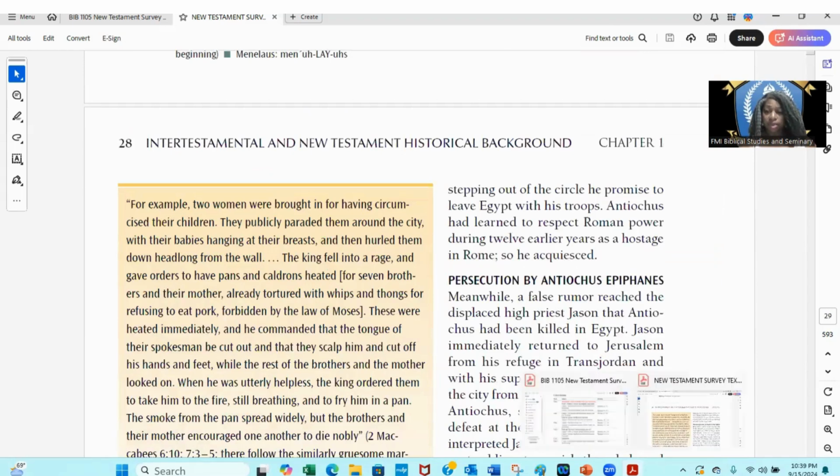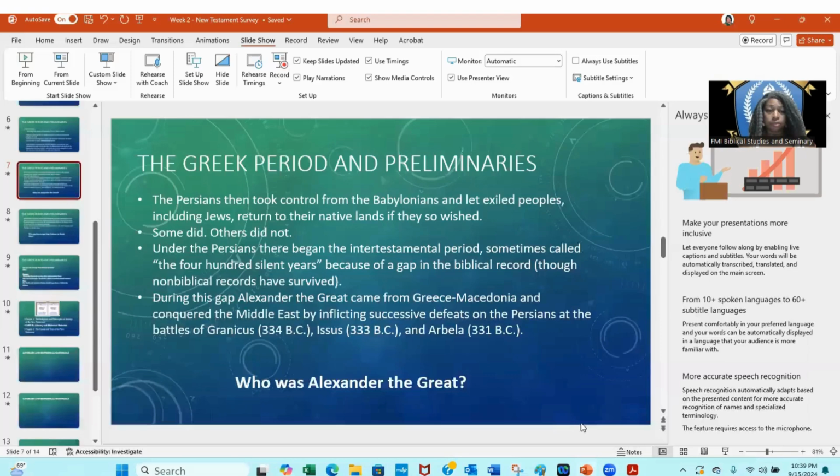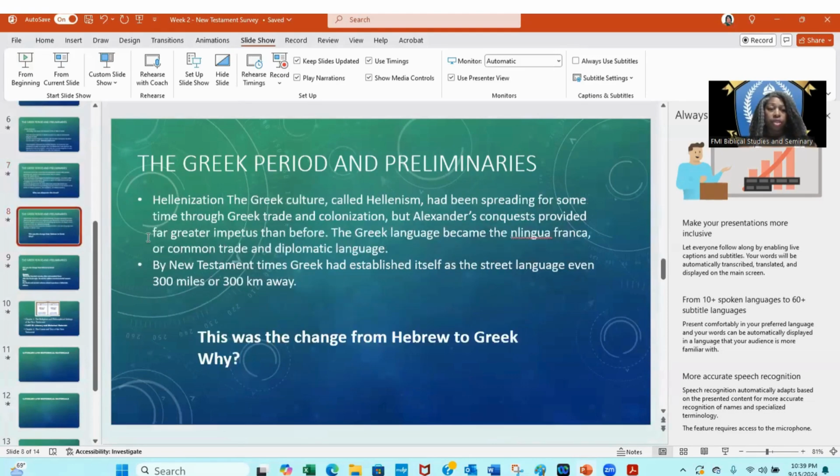So let's go back to our PowerPoint. We talked about those Greek periods, right? And the period that came before the New Testament. So just a little bit about the Greek culture, right? The Hellenization, called Hellenism. You see how I copied and pasted that and began to just make bullet points out of it. All right.